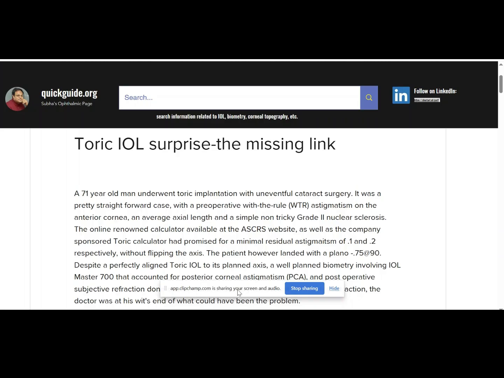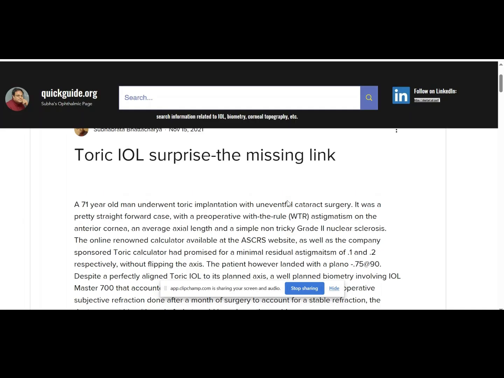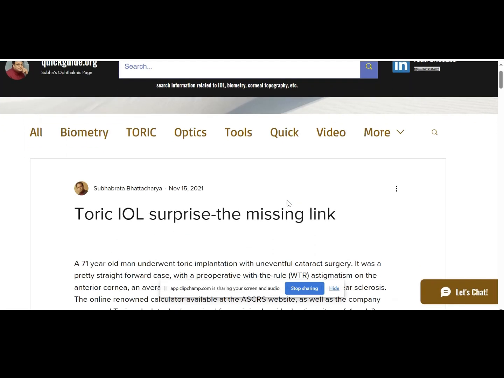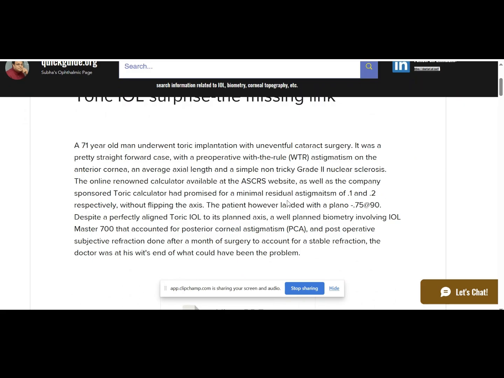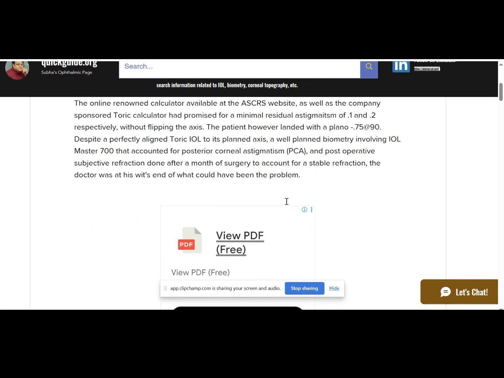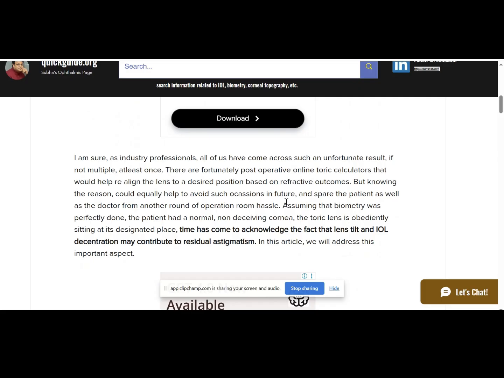Friends, sometime back I had written about why, in certain cases of toric implantation, you still see a significant amount of residual astigmatism. In this article, I highlighted something which is often overlooked, and that is that the residual astigmatism may be a factor of IOL tilt and decentration, and this is often not realized. Now, let me first explain what we mean by IOL tilt and decentration.